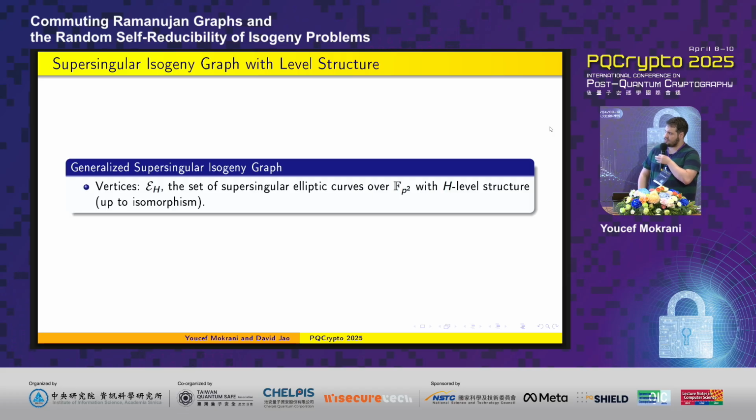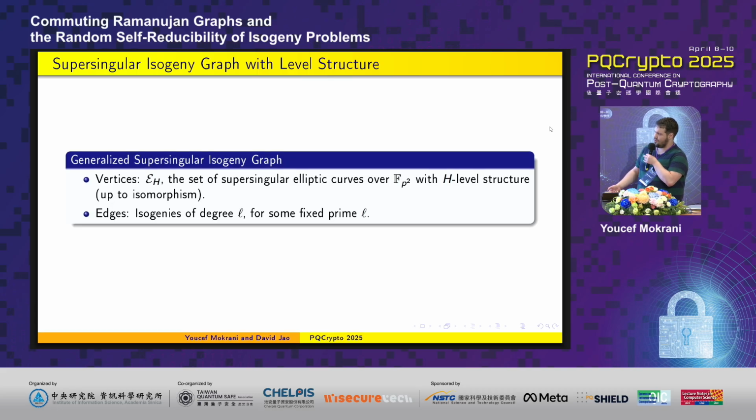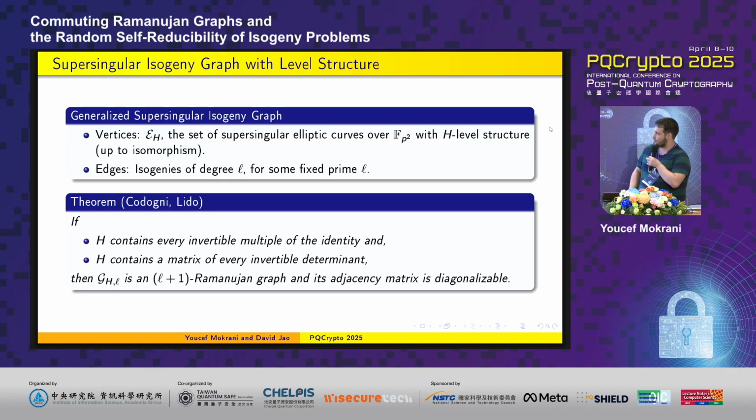And we can generalize this concept of supersingular isogeny graphs for level structure. All you have to do is change the vertex set to also have level structure. The edges are defined the exact same way. And there's this recent theorem by Codogni and Lido that when you choose your level structure, if your subgroup contains every invertible multiple of the identity, as well as a matrix of every possible invertible determinant, then once again you have a Ramanujan graph whose adjacency matrix is diagonalizable.